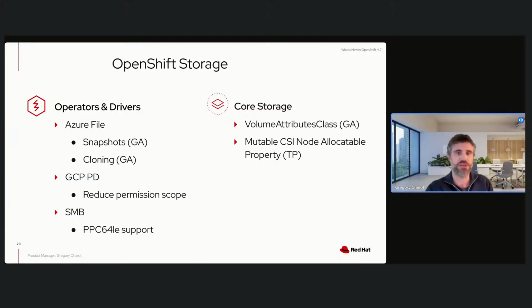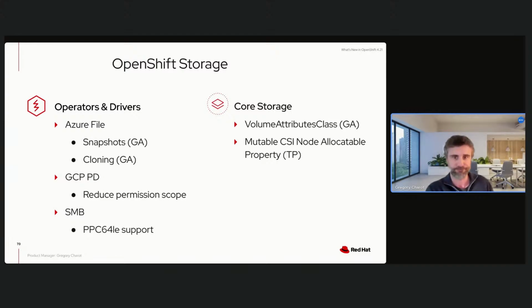Lastly, we are graduating a new feature as tech preview. It's called Mutable CSI Node Allocatable Property. That's a long name. This allows a CSI driver to dynamically update the node level volume attachment limits without restarting kubelet. For now, it's only applicable to EBS and is completely transparent to the user.